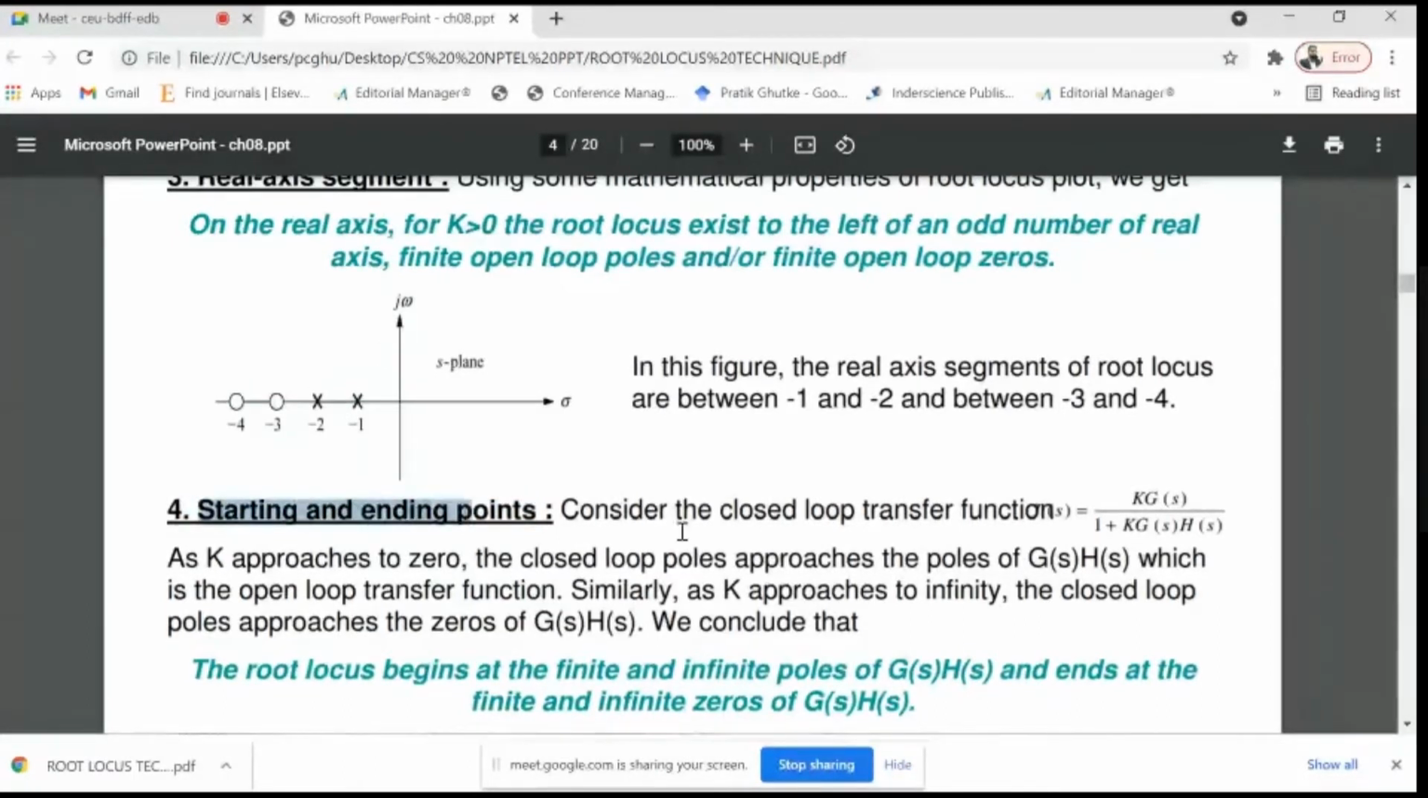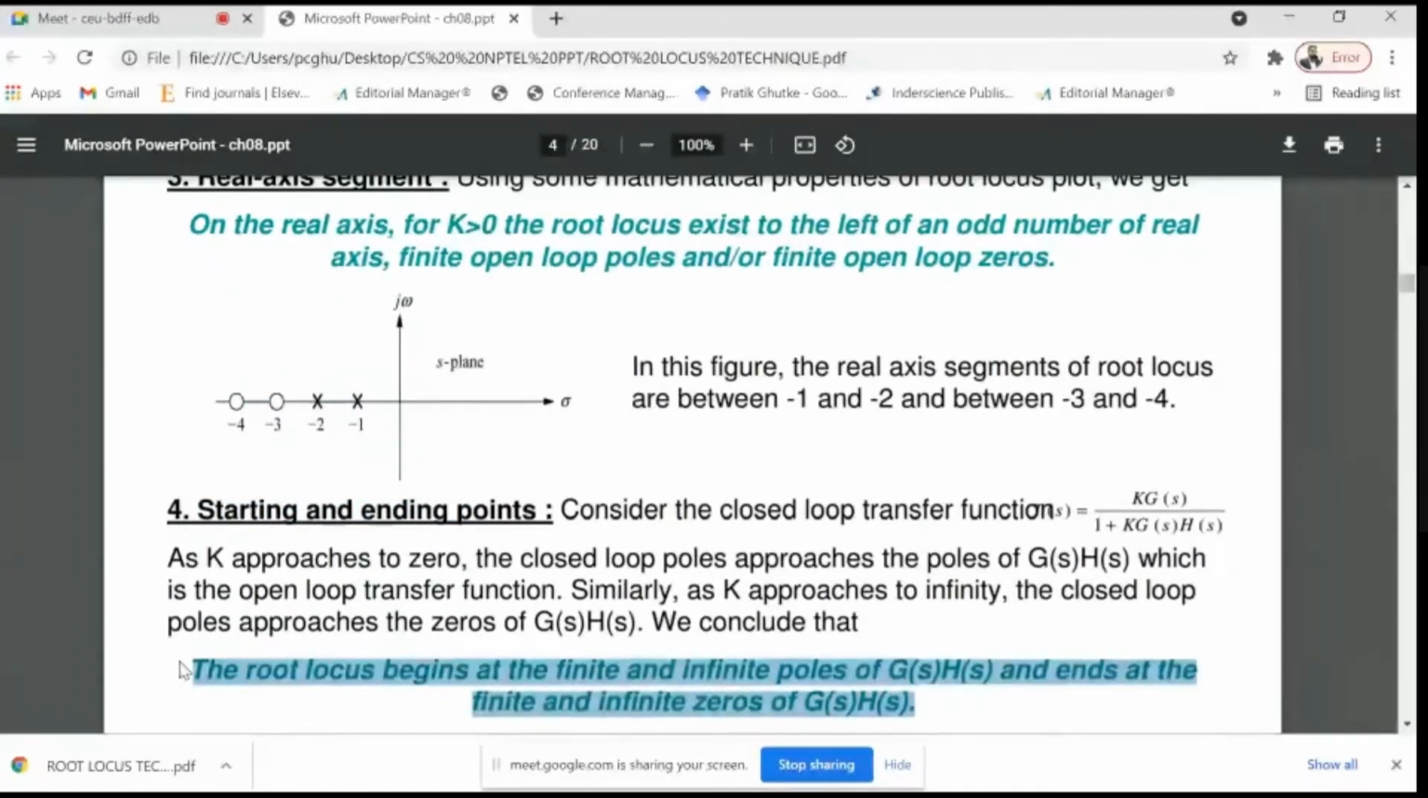Consider a closed loop transfer function KG(s) divided by 1 plus KG(s)H(s). As K approaches 0, the closed loop poles approach the poles of G(s)H(s), which is the open loop transfer function. Similarly, as K approaches infinity, the closed loop poles approach the zeros of G(s)H(s). We can conclude that the root locus begins at the finite poles of G(s)H(s) and ends at the finite zeros of G(s)H(s). Yes, you have to keep that in mind.